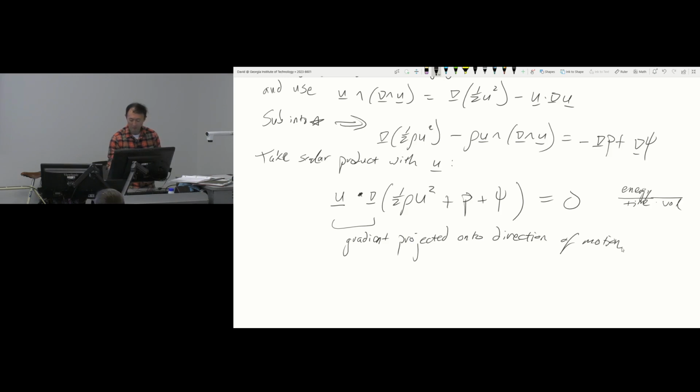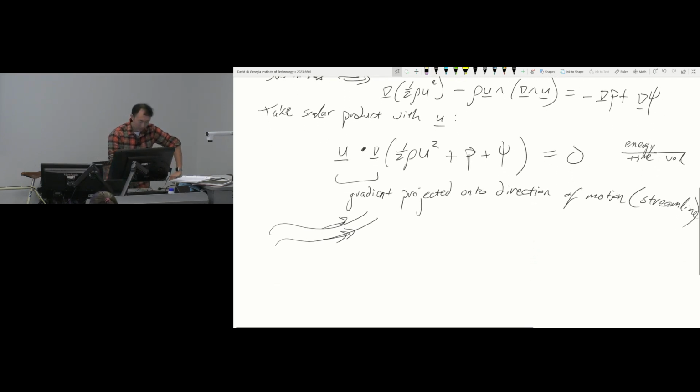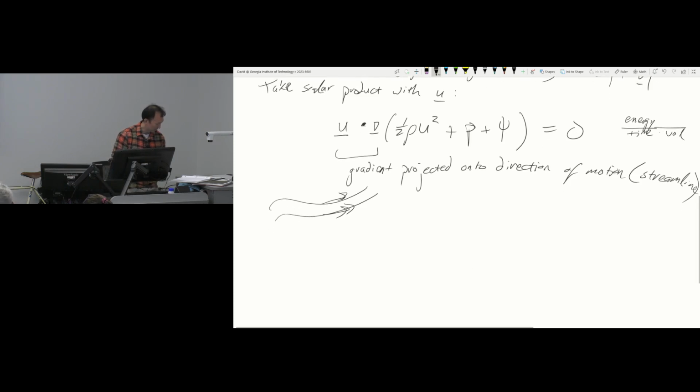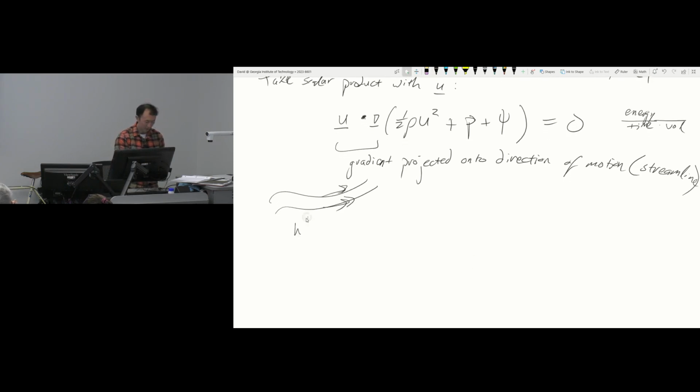We call that a streamline. The direction of motion, streamlines are basically parallel to your velocity field. You can imagine if this is my velocity field here, then basically I'm saying that this quantity in parentheses doesn't change as I go along this streamline, because I'm saying U dot this thing is equal to 0. So this quantity doesn't change, and I'll call that a quantity H.